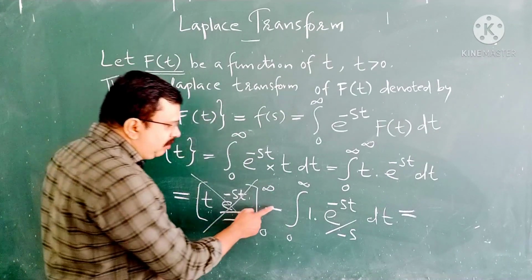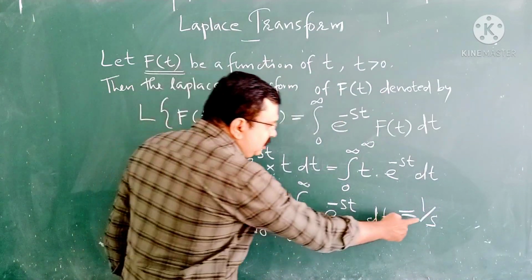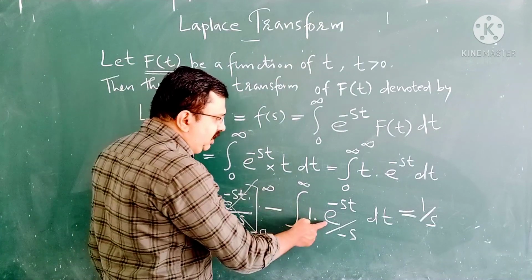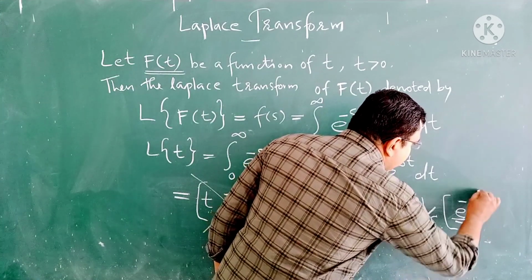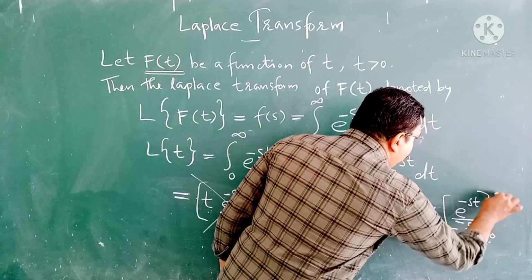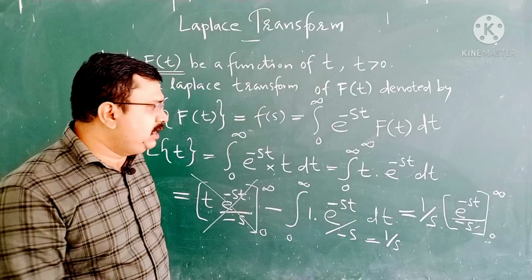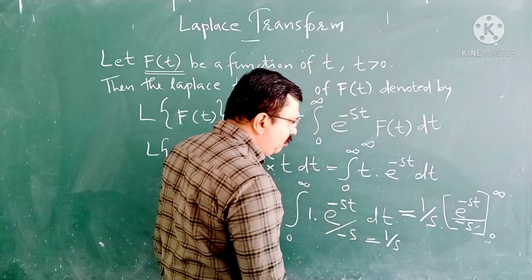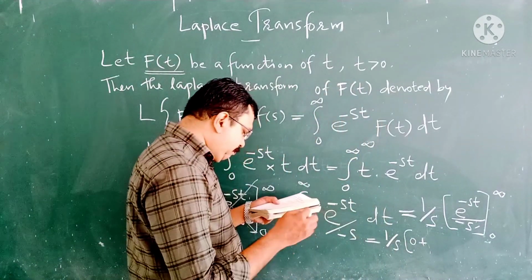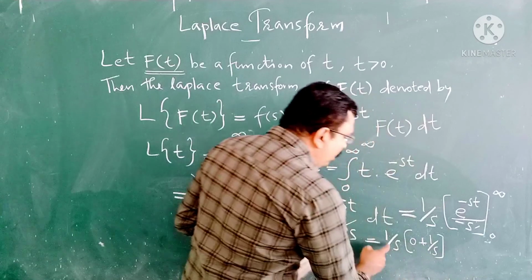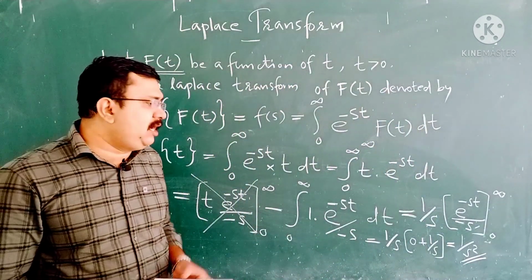Then the second one is minus of minus, that is plus 1 by s, into the integral from 0 to infinity of e raised to minus st, that is e raised to minus st divided by minus s. We are applying 0 to infinity. Therefore, it will become 1 by s into 1 by s, into first e raised to minus infinity is 0. Therefore, 0 minus e raised to minus 0, which is 1. Therefore, 1 by s into 1 by s will become 1 by s square. 1 by s square is the final answer.